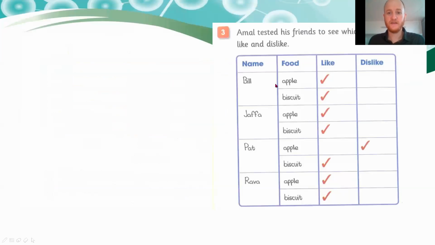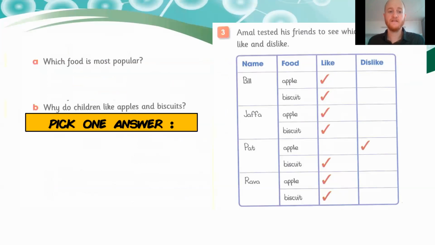Question 3, here we have a friend who tested his friends and saw which food they like and dislike. See, they have only apple and biscuits, if they like or dislike. Very easy table. You see Bill, he likes apple and biscuits, and you can see the other ones as well. I'm asking you which food is the most popular, meaning the food that everybody likes, and why do children like apples and biscuits? You have to pick one answer from the ones I have.